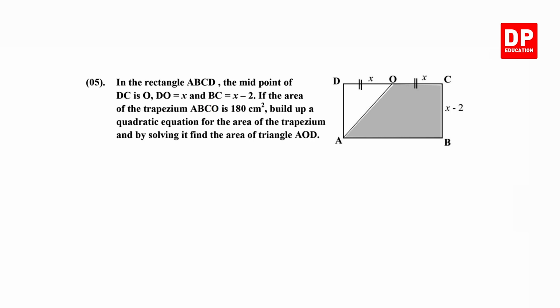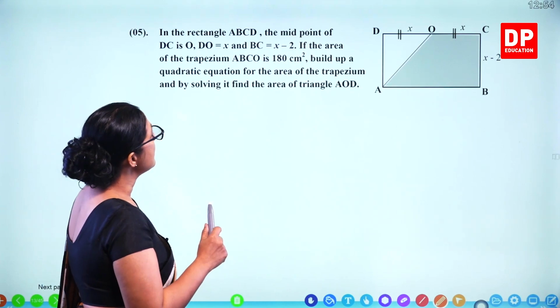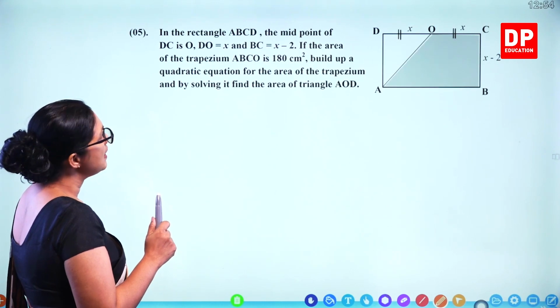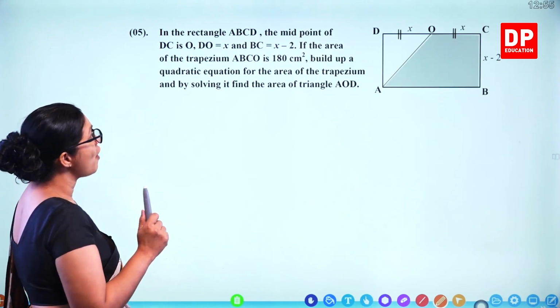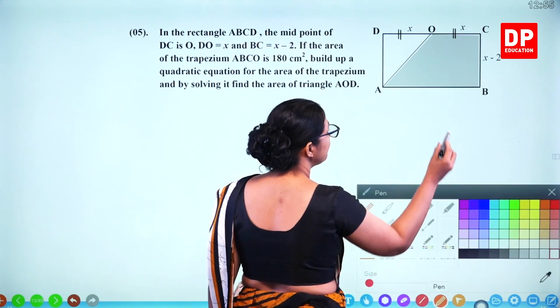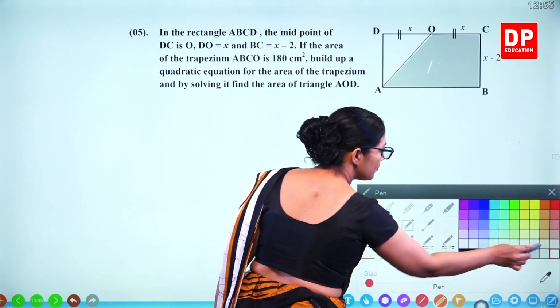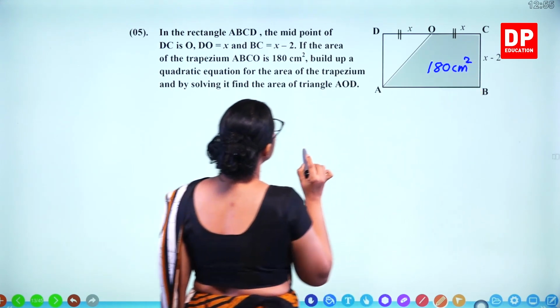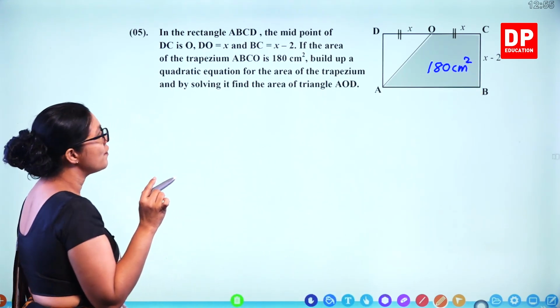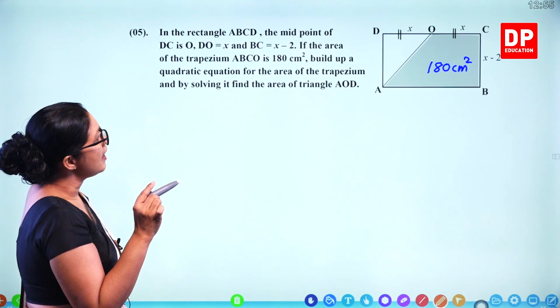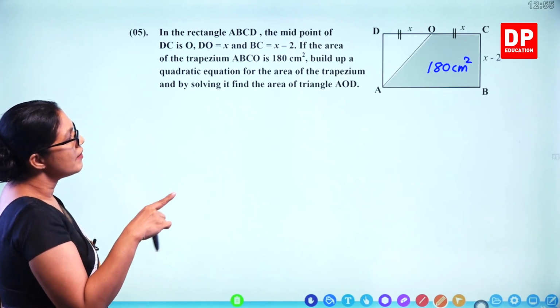Question number 5, this is about area. So let's do that. In the rectangle ABCD, the midpoint of DC is O. DO is x. BC is x minus 2. The area of the trapezium ABCO is 180 square centimeters. Build up a quadratic equation for the area of the trapezium and by solving it, find the area of the triangle AOD. So we'll create an equation.